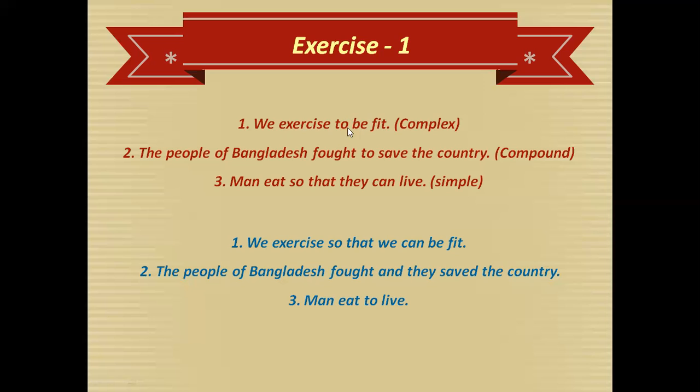It is a hint. So how will you change to complex? Be exercise so that we can be fit. So a complex sentence consists of one subordinate clause plus one main clause. So here in the second, the people of Bangladesh fought to save the country. They are told to change it into compound. How will you change? The people of Bangladesh fought and they saved the country.